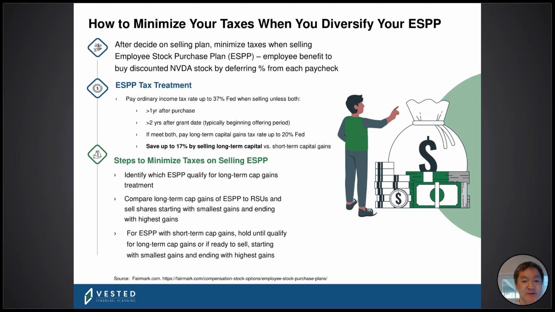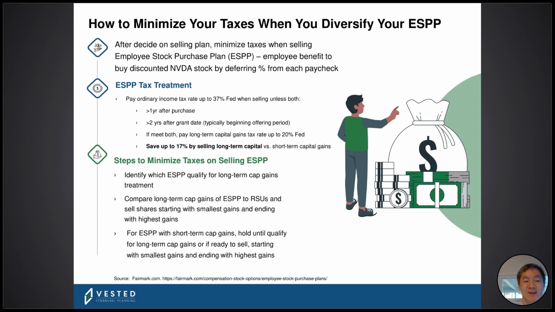They take out some percent from every paycheck. At the end of this offering period, 6 months, they then buy stock at a discount, okay? Now the tax treatment for ESPP is you're going to pay ordinary income tax, again, up to 37% when you sell, unless you meet two criteria.